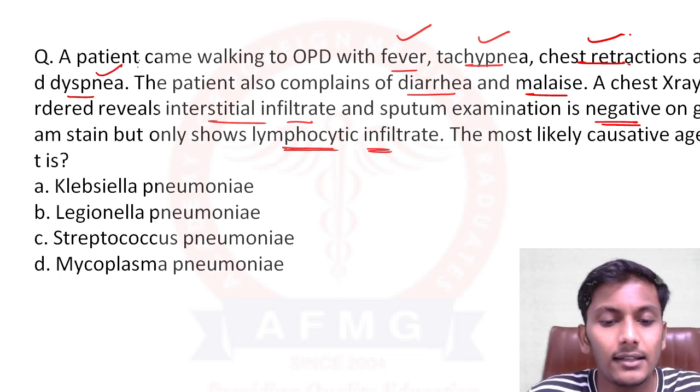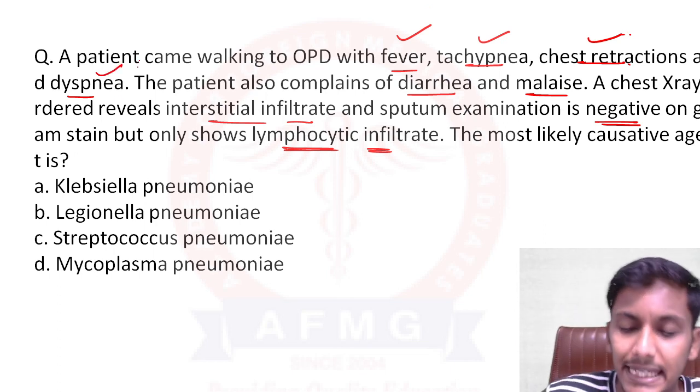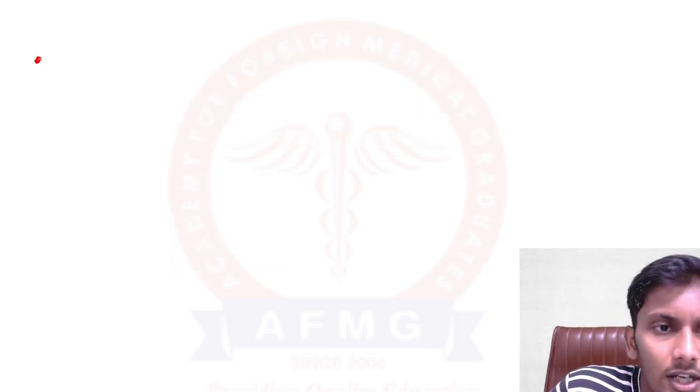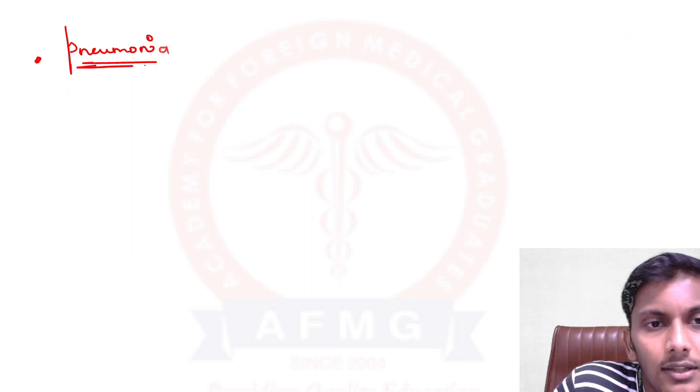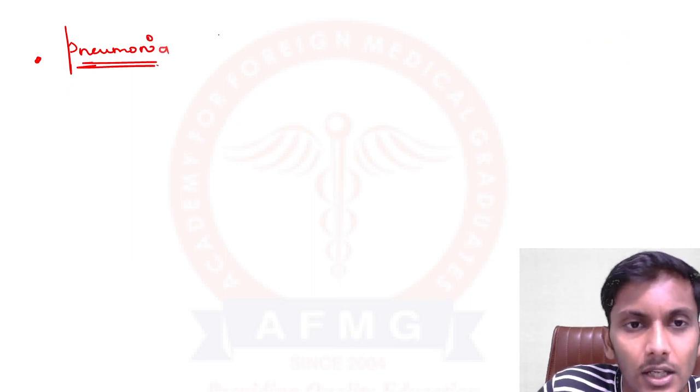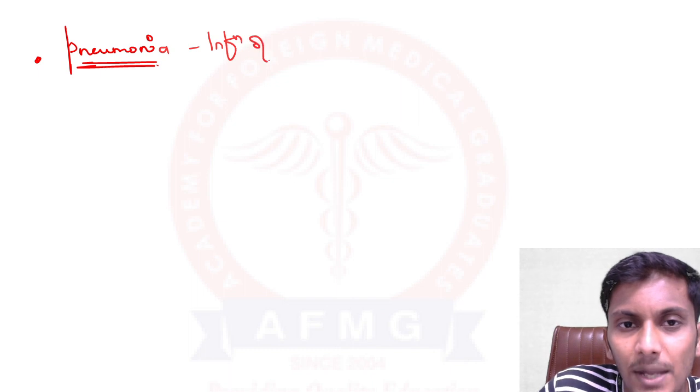This is a classical case, or classical symptoms, of what? Yes, these are classical symptoms of pneumonia. So please remember, we'll discuss some important points about pneumonia. So this is a classical symptom of pneumonia. Okay, so what is pneumonia? Pneumonia is an infection of the pulmonary parenchyma.